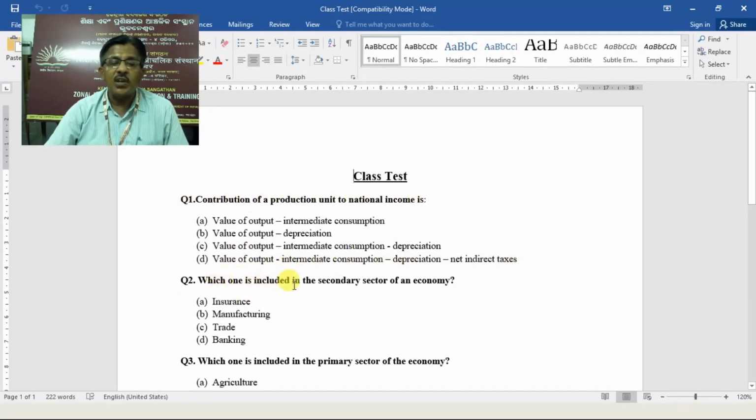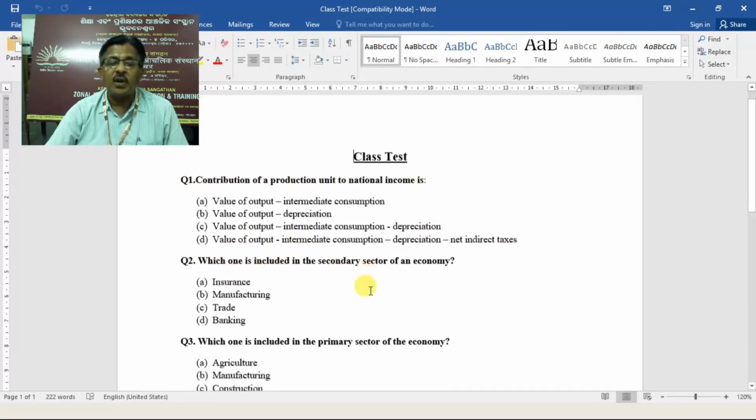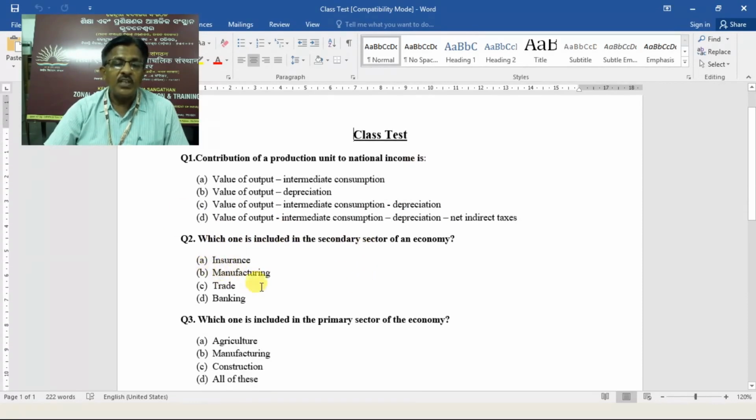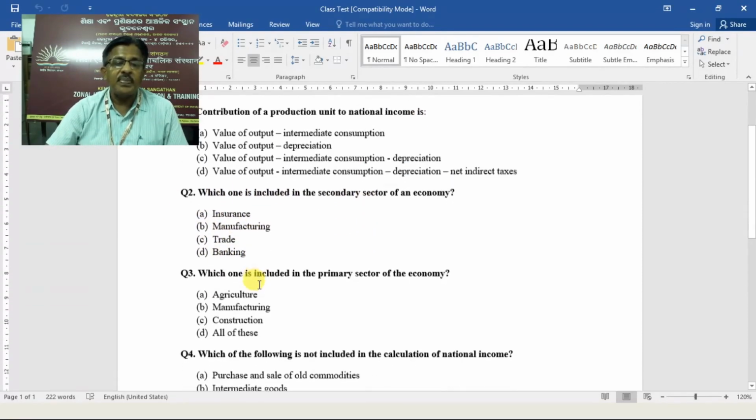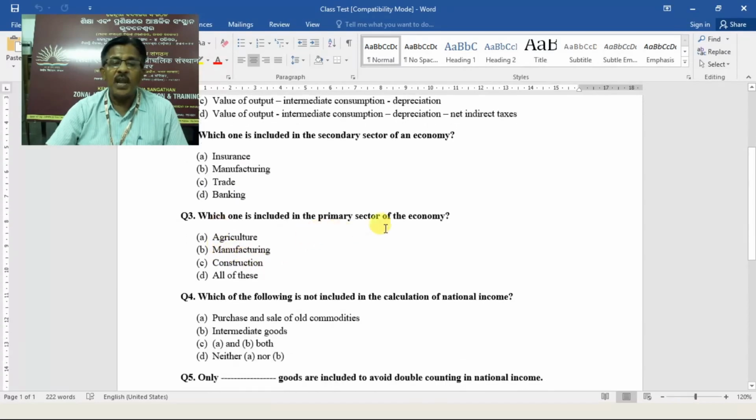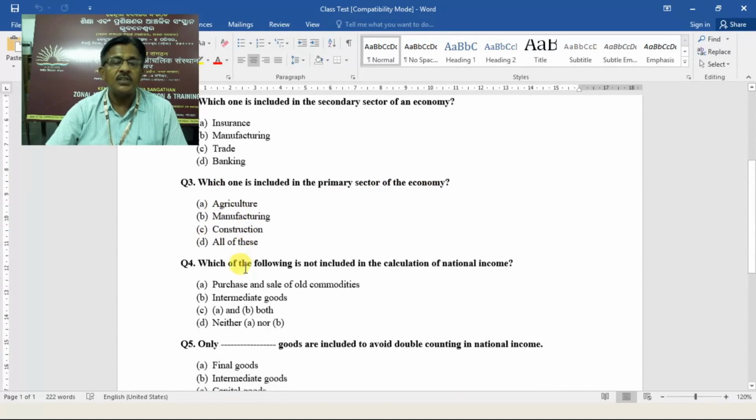Which one is included in the secondary sector of an economy? From these: insurance, manufacturing, trade and banking. Which one is included in the primary sector of the economy? Agriculture, manufacturing, construction, all of these.